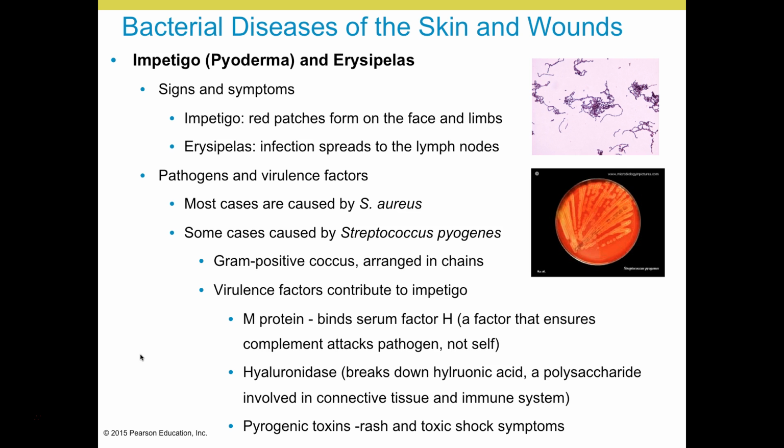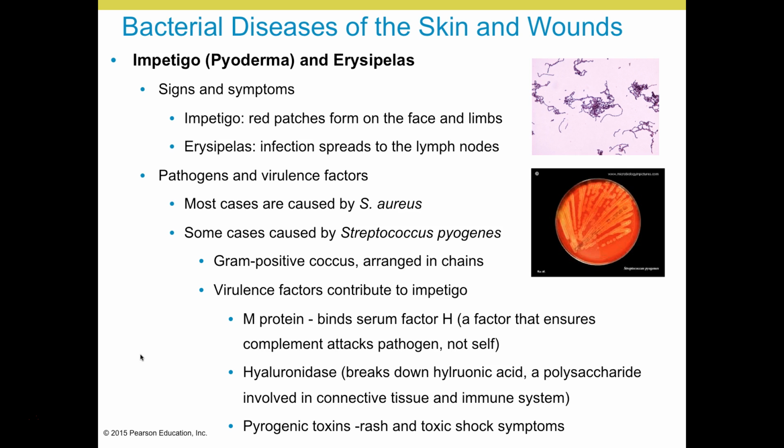Again, Staph aureus is most of the time the virulence factor. However, sometimes Streptococcus pyogenes also causes this. This is a gram-positive coccus, just like staph. And what happens is they have these proteins known as M proteins, and they actually attack factor H, and therefore it doesn't let the immune system attack it back effectively.